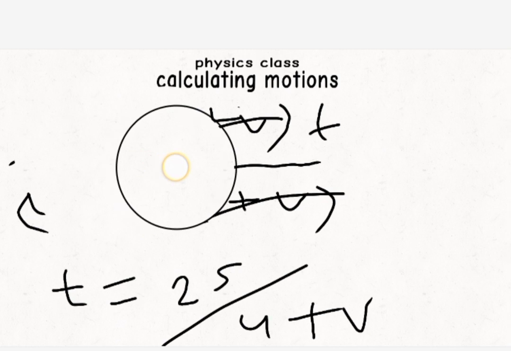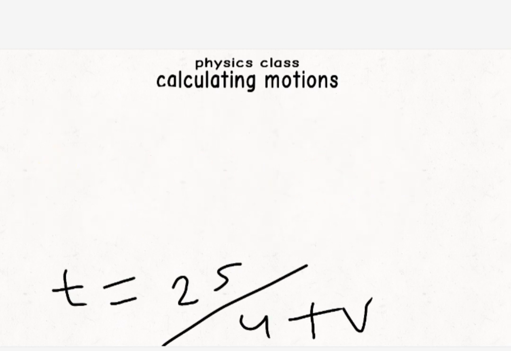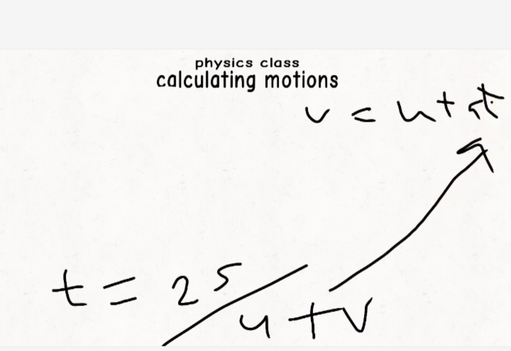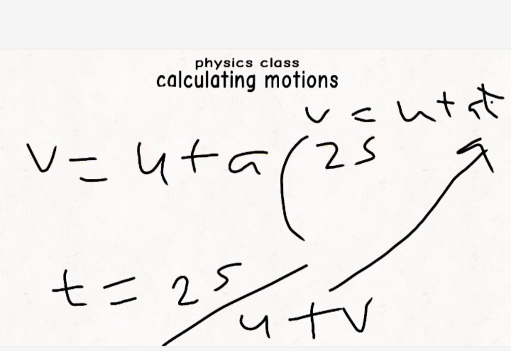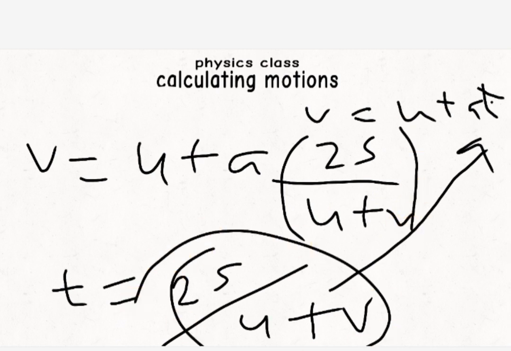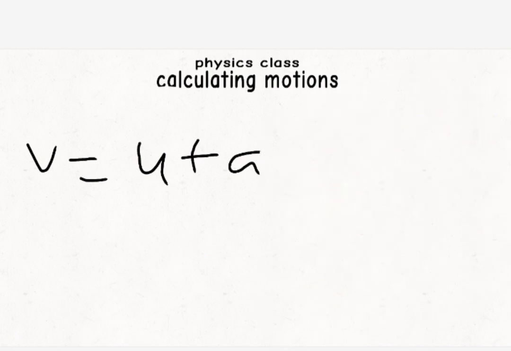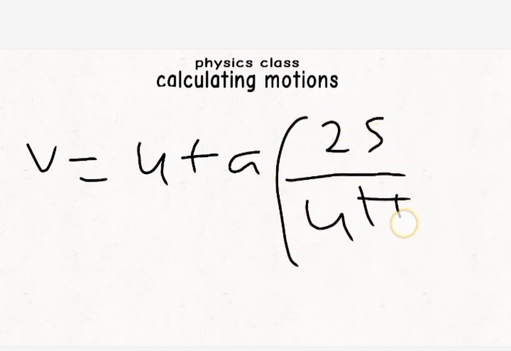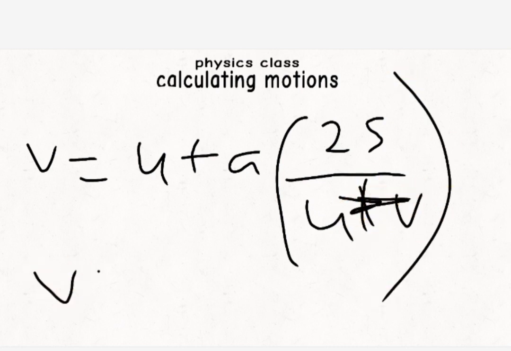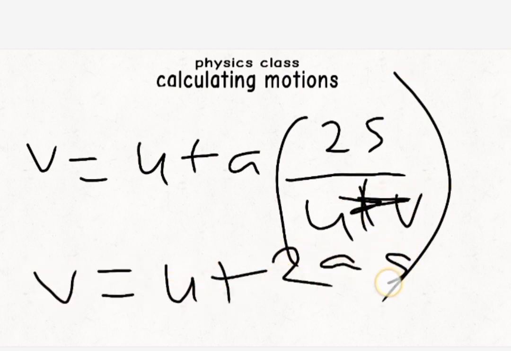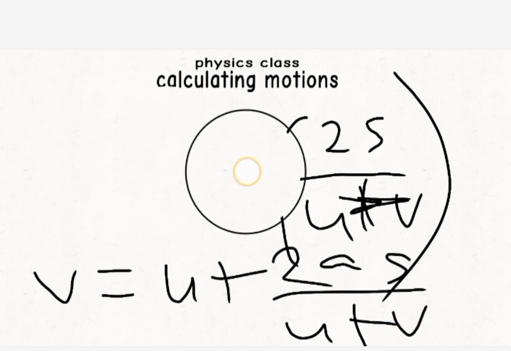So from our first equation of motion, we have that v is equal to u plus at. Now to get the fourth law of motion, we have to substitute t in the first equation. So v is now equal to u plus a, since we are substituting t, which is 2s divided by (u plus v). So when you expand that, you have that v is equal to u plus 2as divided by (u plus v).